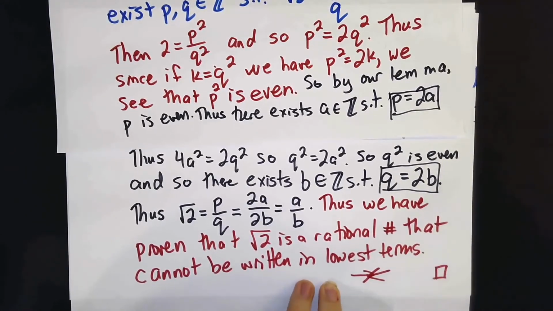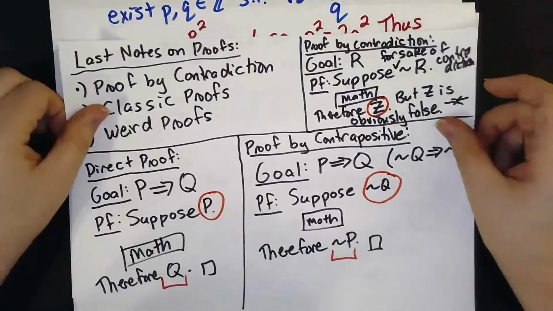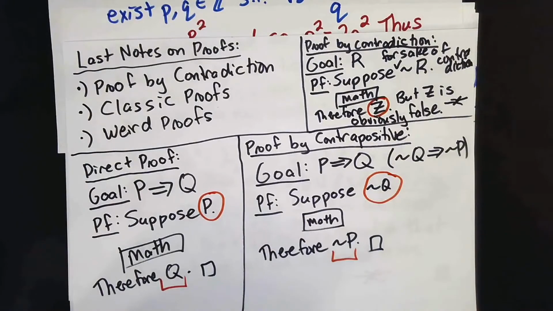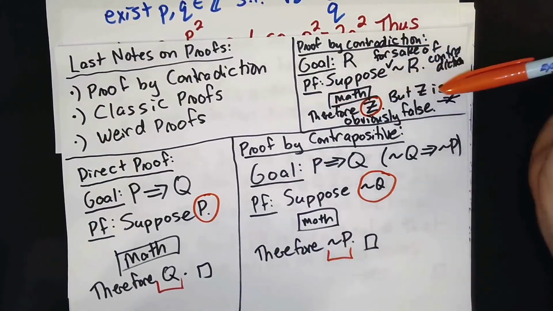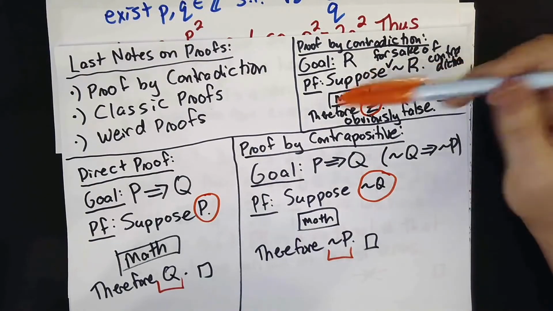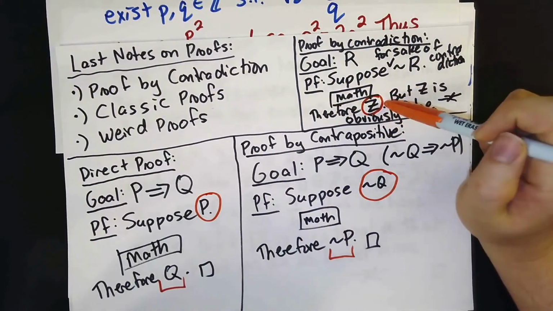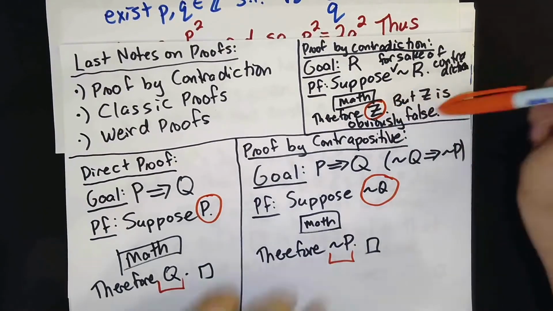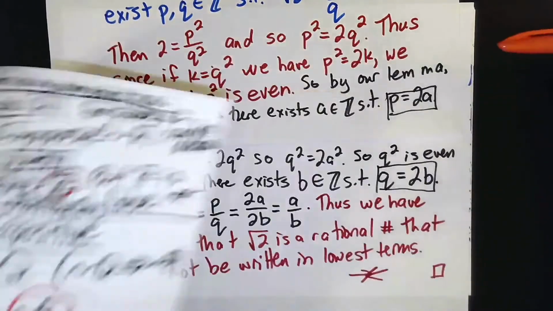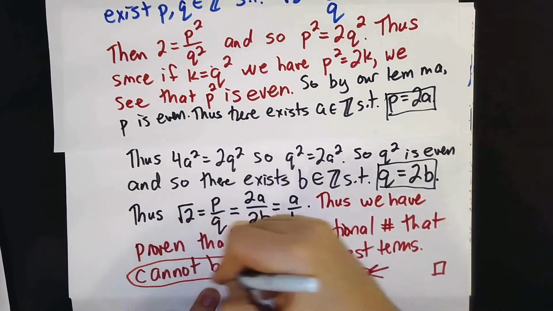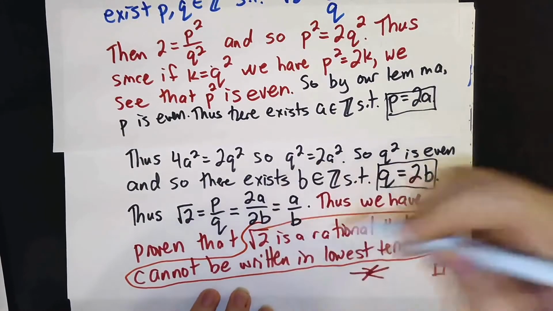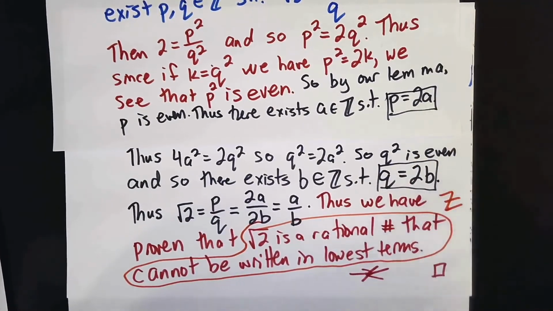And that ends the proof. So if you go back to my original outline of what proof by contradiction looks like, you start by assuming not r, so in this case we assume square root of 2 is rational. And then we got to some statement where the statement was somehow false. And I called that statement Z here. In this proof, this is our statement Z: the fact that square root of 2 is a rational number that can't be written in lowest terms. Because we know we can write every rational number in lowest terms.